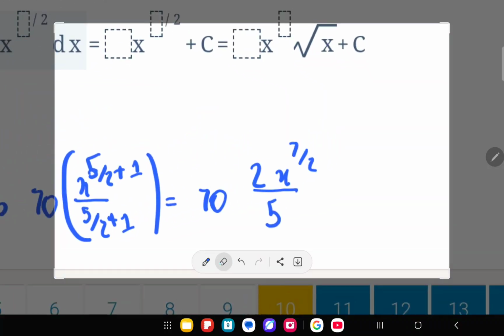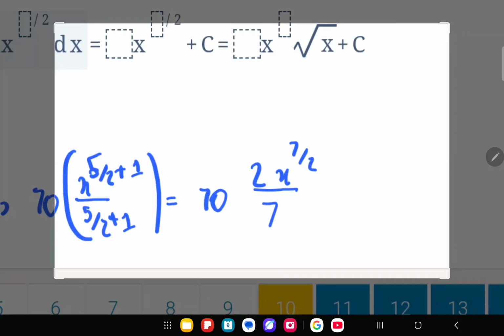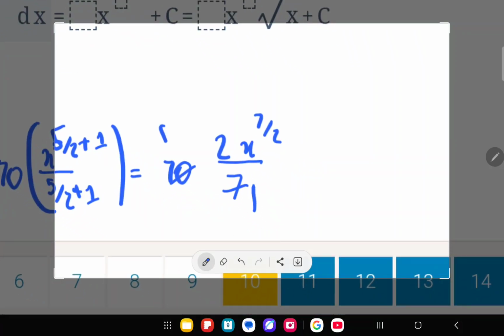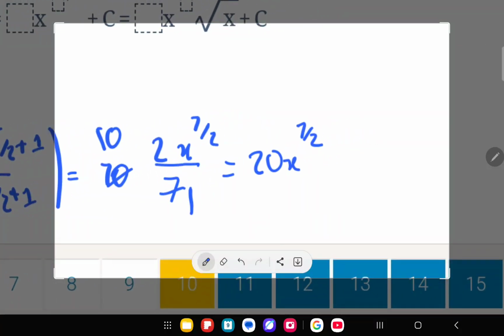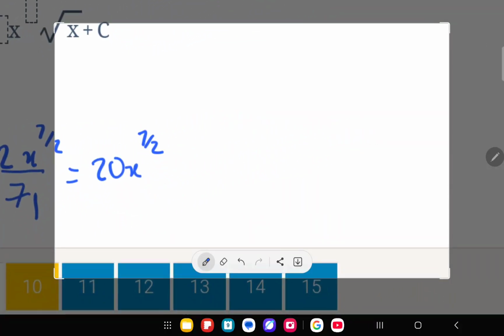Sorry, I made a mistake here. I was supposed to put 7. And then you cancel, of course, and you get 20x to the power of 7 over 2. And then we'll put it back into standard form, which is 20x to the power of 3, not 2, sorry, 3, square root of x.